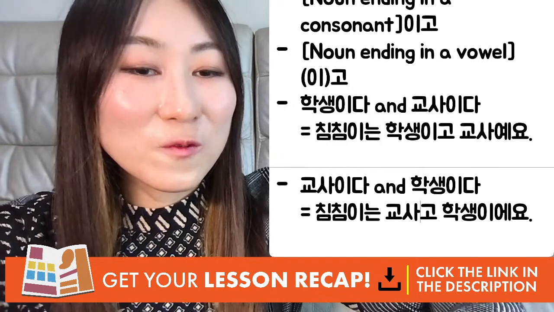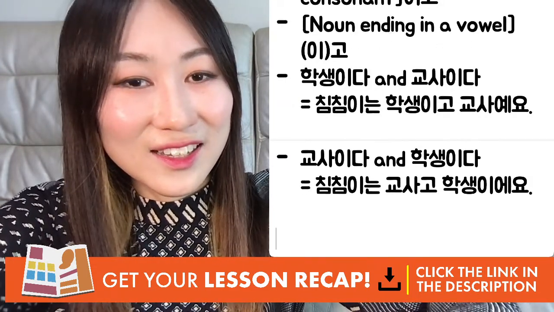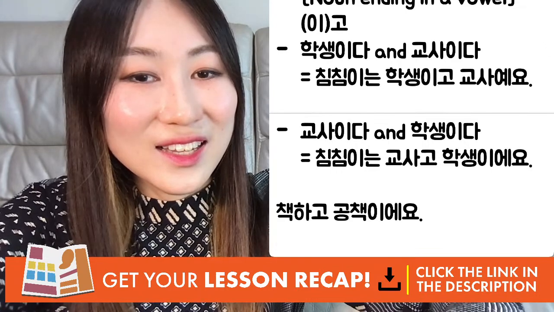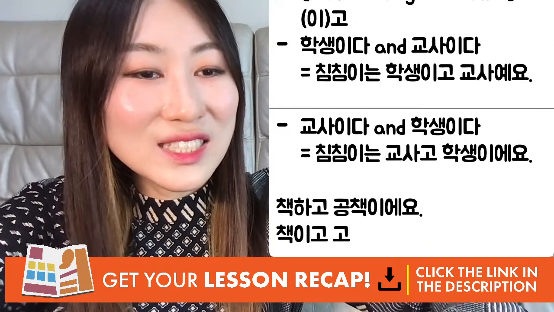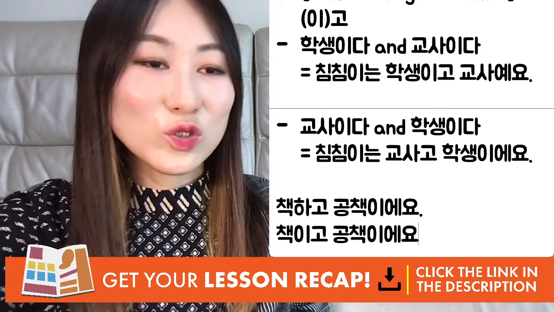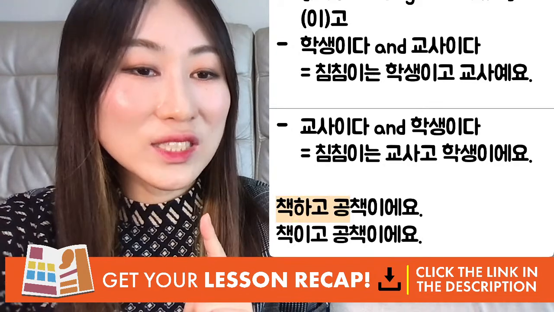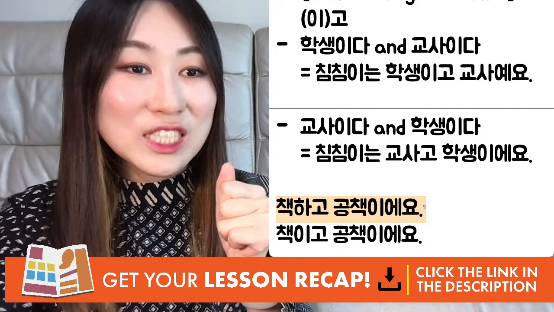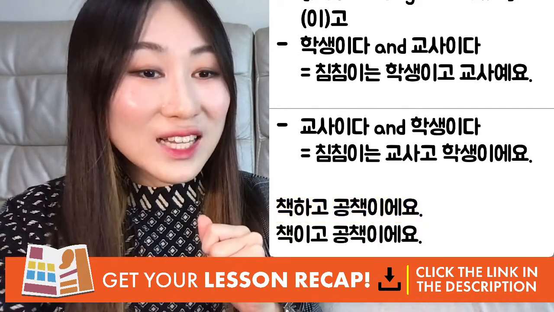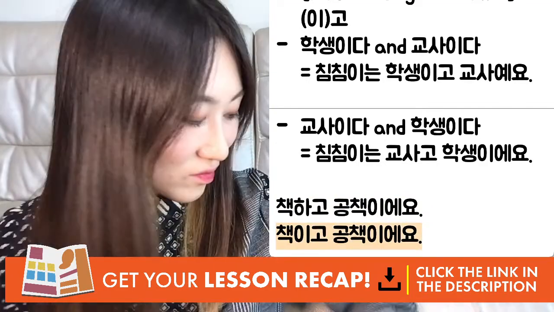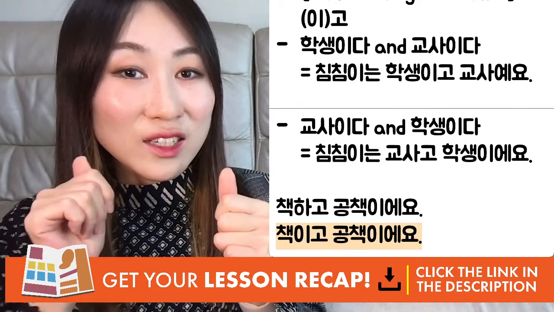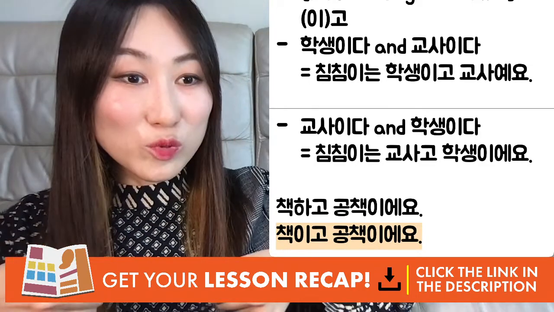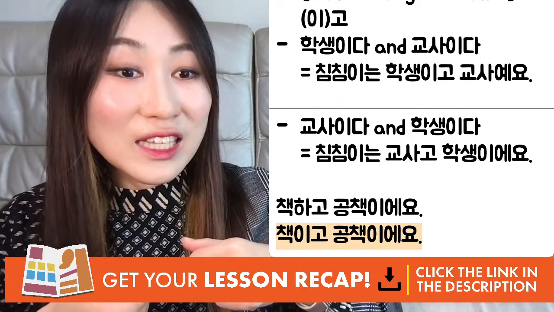And what is the difference between 책하고 공책이에요 and 책이고 공책이에요? Do you know the difference? 책하고 공책이에요 means this is a book and this is a notebook. So it's just connecting the nouns. But 책이고 공책이에요 means it can be a book and a note at the same time. This is just one book, but it can be a book and it can also be a note.